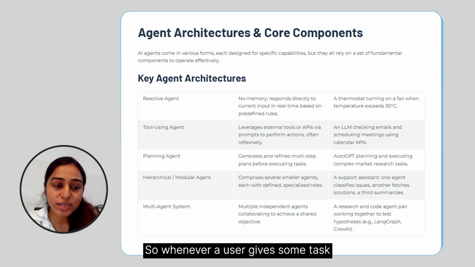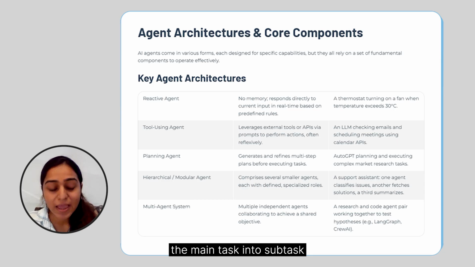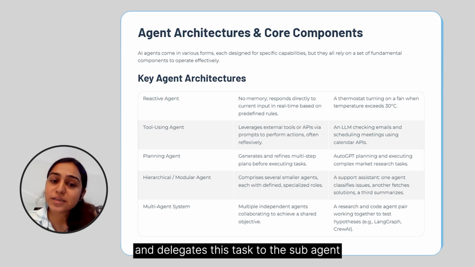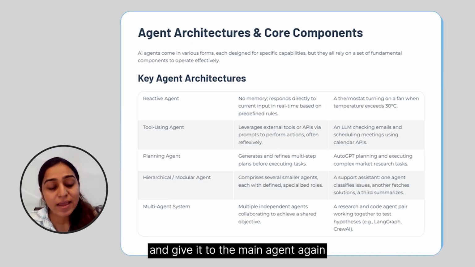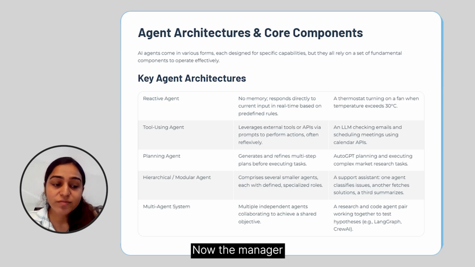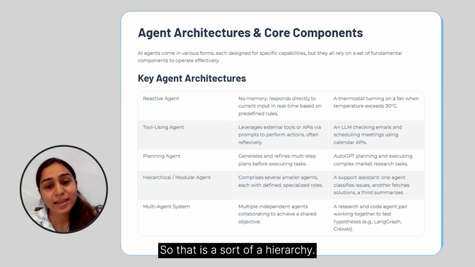So whenever a user gives some task to this type of agent, the manager divides the main task into subtasks and delegates these tasks to the sub agents or the team members based on their specific role or specialization. Now, these agents work independently, complete their task, and give it to the main agent again, or to the manager. Now, the manager will collate all the results and give the final output to the user. So that is a sort of a hierarchy.